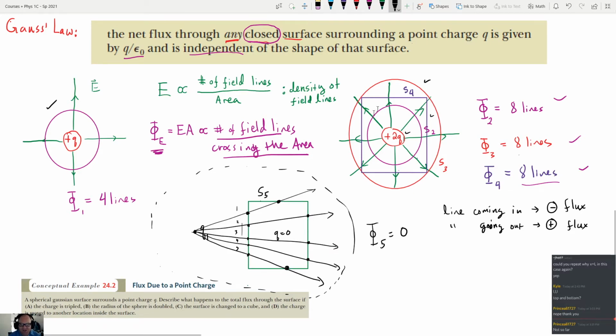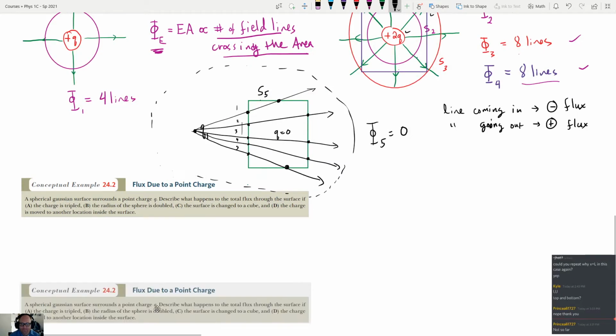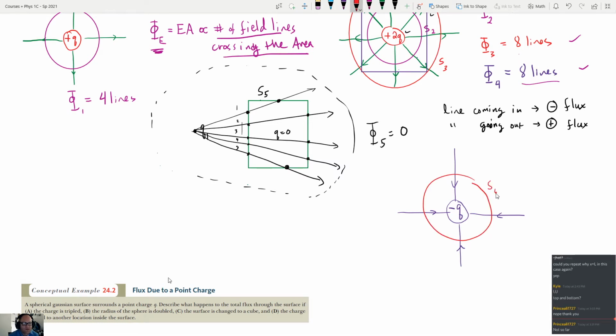Let's just talk about negative charge real quick, because we didn't mention it and we should. For negative charge, it works just the same. You just get negative flux. So if I have a negative charge Q right here, and I tell you that it has 4 field lines coming in like this, remember the negative charges have field lines that go towards them, and then I enclose them with some surface, call it S6 or something like this. For this one, we'd say the flux would be equal to negative 4 lines.